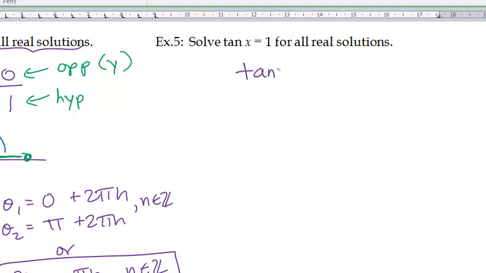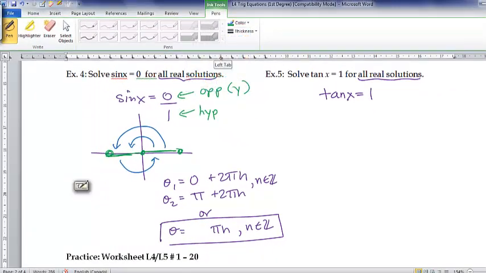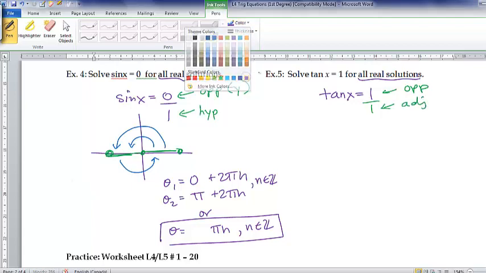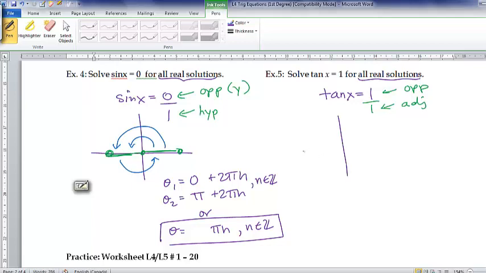We've got tan x equals 1, and again they want all real solutions, so there's our general solution again. Now tan x equals 1, you might think that that's a quadrantal because you see the 1, but let's think about it. This is saying opposite is 1 and adjacent is 1 by default. That's saying that the opposite and adjacent are the same. It's actually an isosceles triangle. Let's draw it. Tangent's positive. Find your quadrants. So that's going to be in quadrant 1 and 3. Here and here.